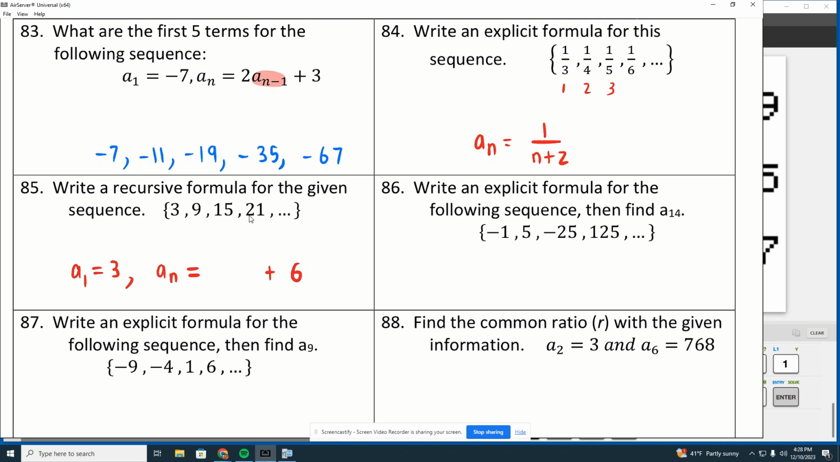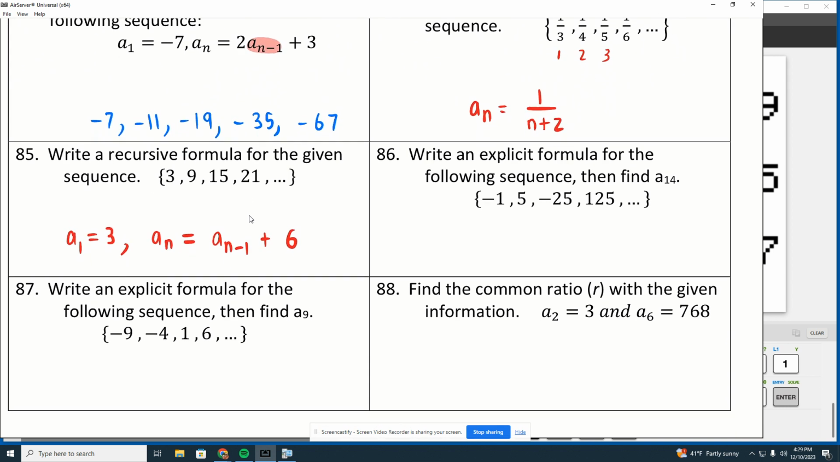So please don't forget, what will I look for that says, hey, this is recursive? You call on your previous term's value, a sub n minus 1. So there you have it, okay?